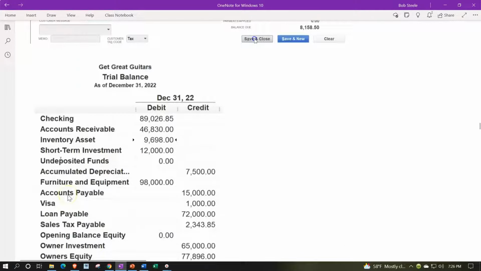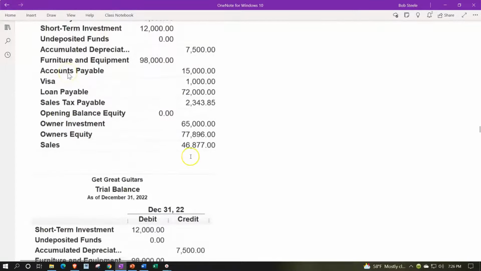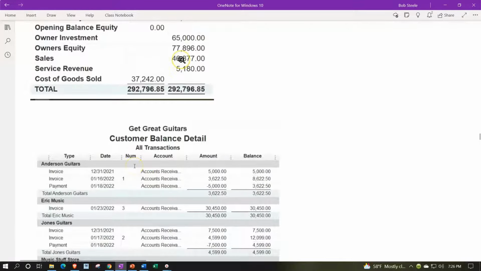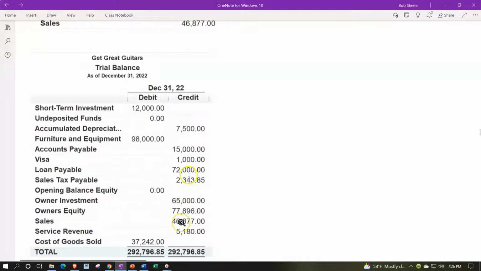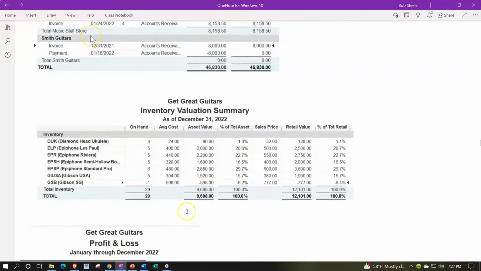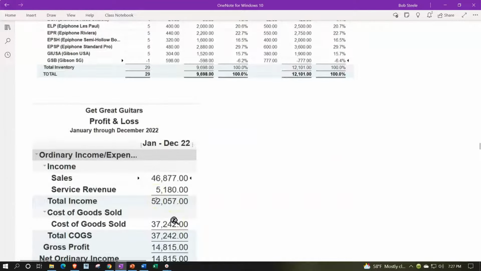Here is the trial balance. Once again, accounts affected: accounts receivable, sales, then the sales tax payable, then the inventory, and the cost of goods sold, which you can't quite see, but which would be right under here. Here it is right there, cost of goods sold. The customer balance detail would also show the detail by customer, with the ending point of the customer balance detail, 46,830, matching what is on the trial balance way up here, 46,830. Then we've got the inventory valuation summary, the 9,689 being the total, also breaking it out by unit. That should match what is on the trial balance as well.